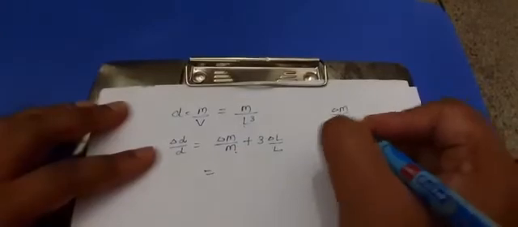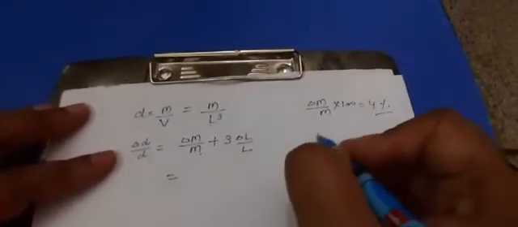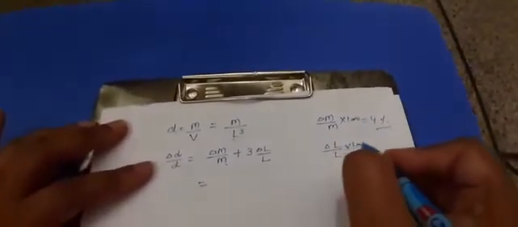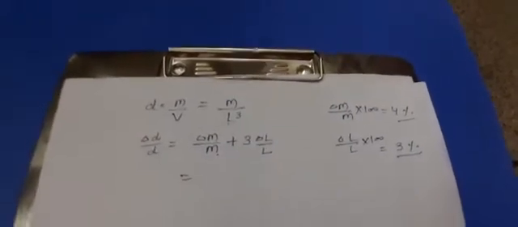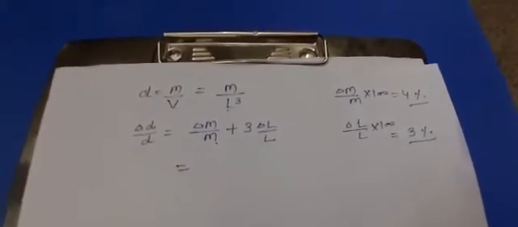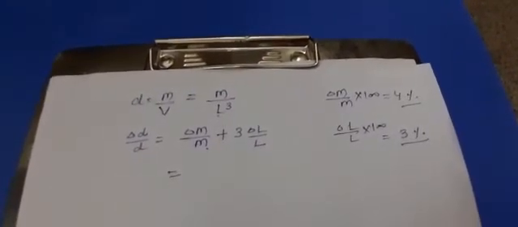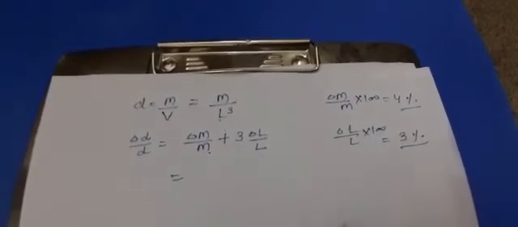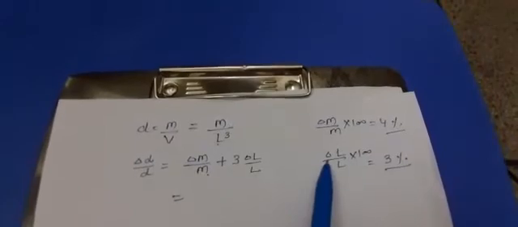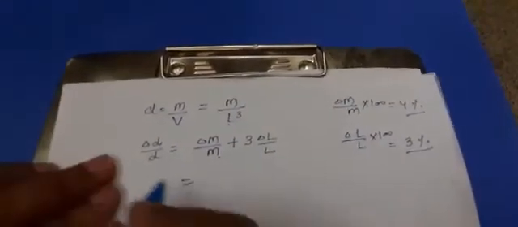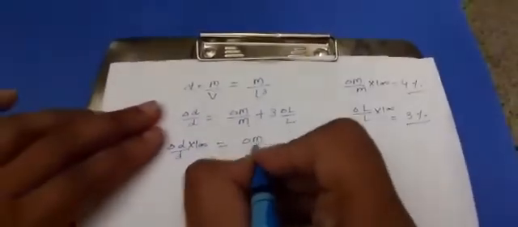Basically what is given is del m upon m into 100, which is given to be 4%, and del L upon L into 100, which is given to be 3%. You can see here that the percentage errors in measurement of mass and length are not mentioned directly in the statement, but by this 4% and 3%, it is clear that these are the percentage errors in measurement of mass and length. Now to solve it further, let me multiply both sides by 100 to convert it into the same form.